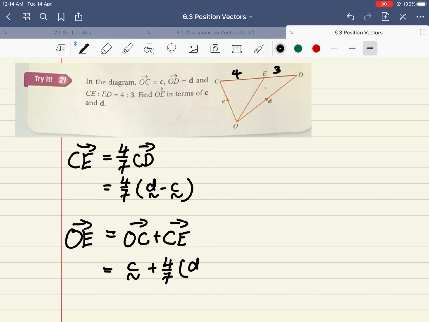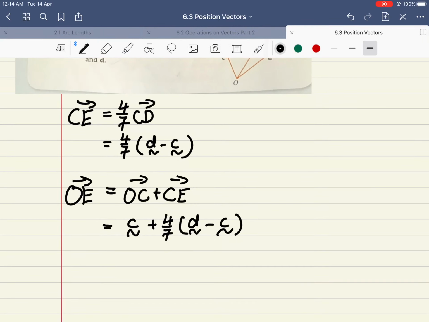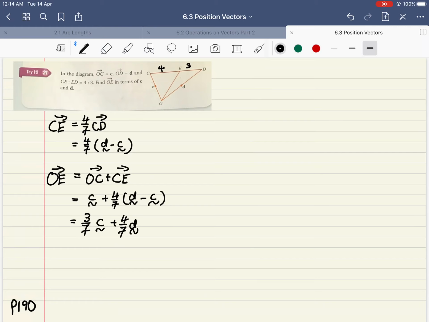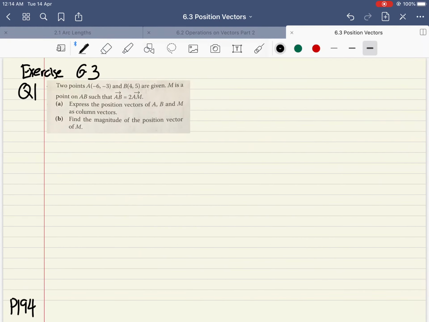So OC is the letter C. CE is 4/7 of D minus C. If I just expand the brackets and simplify, what I get is 3/7 of C plus 4/7 of D. And now I've already found OE in terms of C and D.